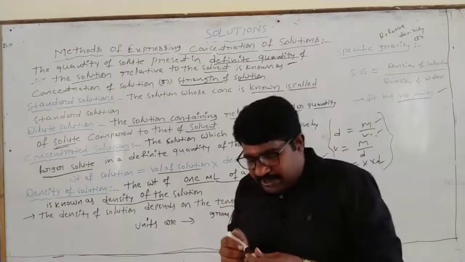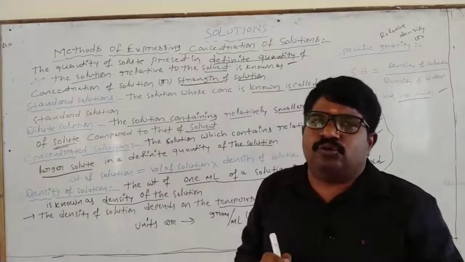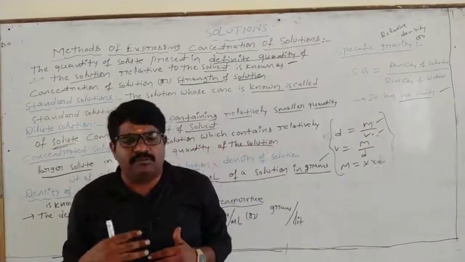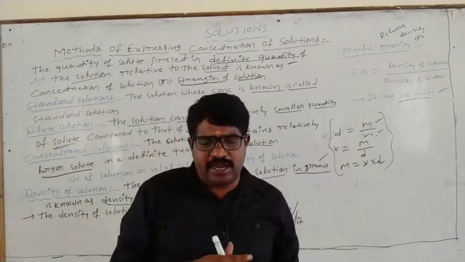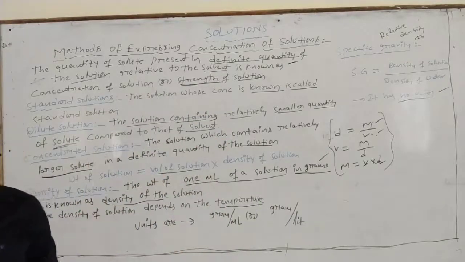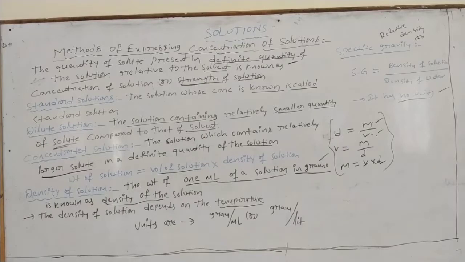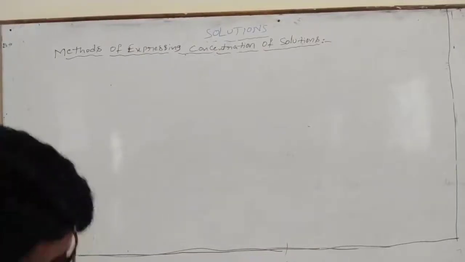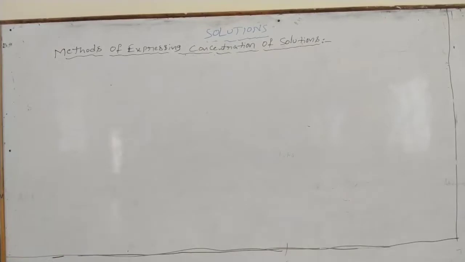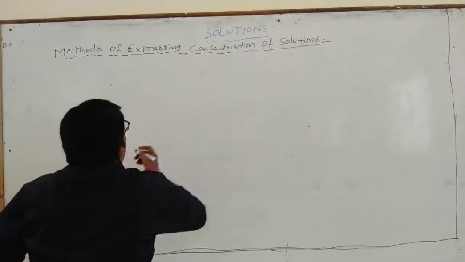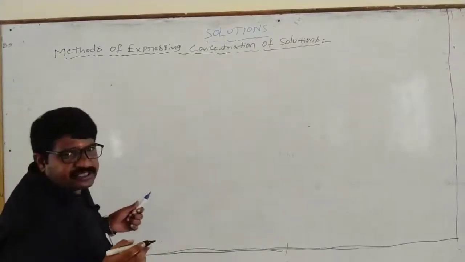These are the terms we have to know before going to the expression of concentration of solution. Generally, the concentration of a solution is expressed in two ways: physical method and chemical method. What are the physical methods, and what are the chemical methods? I will explain now. These are very important, so remember them. These are the methods of expression of concentration of solutions, and as I said, there are two methods.